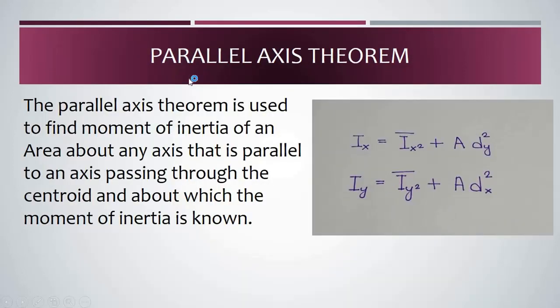Okay, let's see. We will use the parallel axis theorem. The parallel axis theorem is used to find the moment of inertia of an area about any axis that is parallel to an axis passing through the centroid and about which the moment of inertia is known. Here I have made a small mistake. It will be cube.